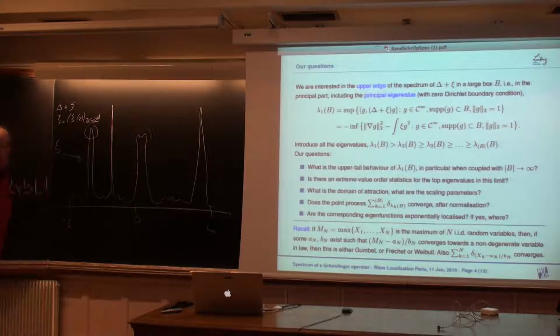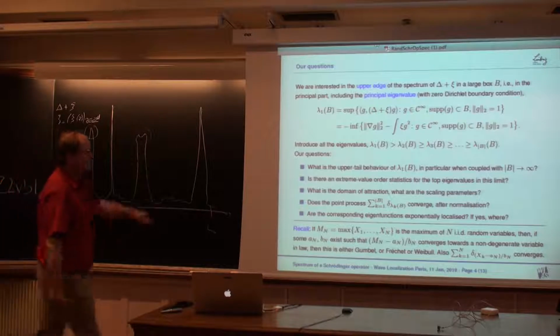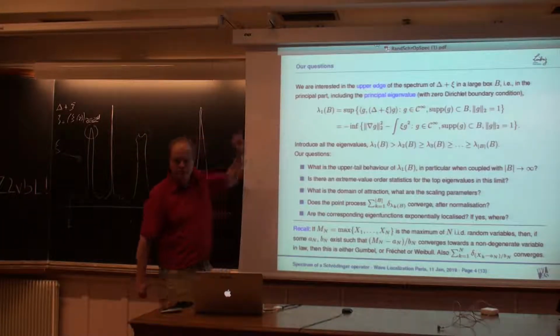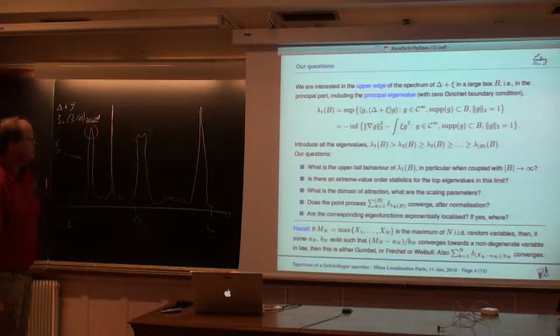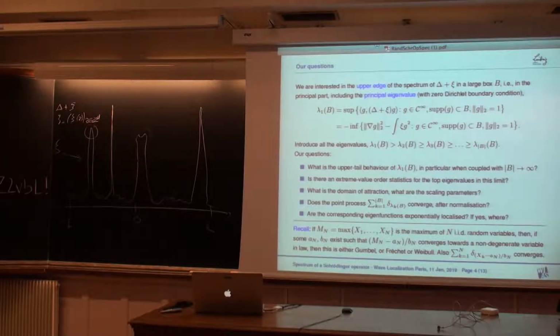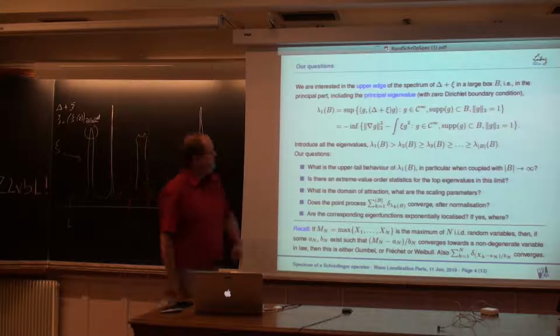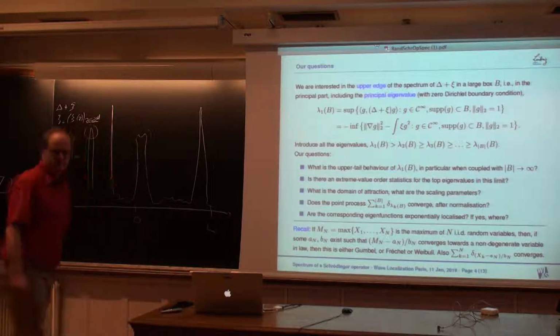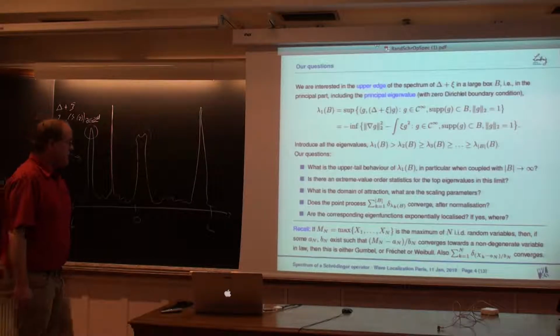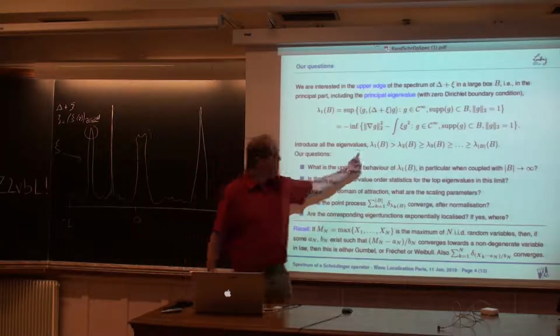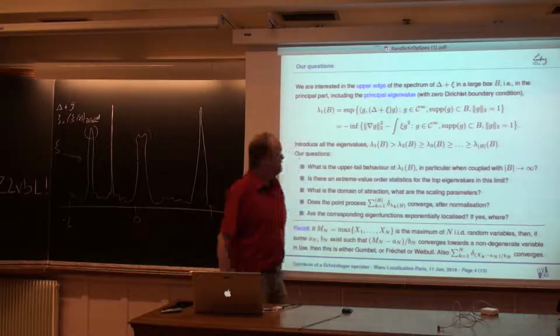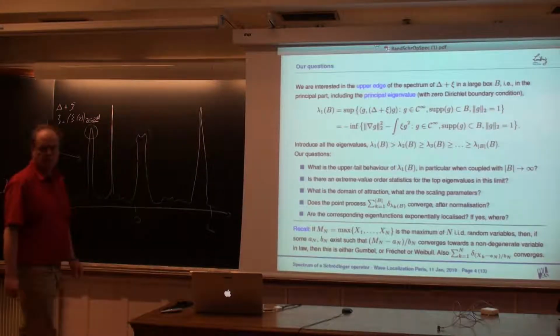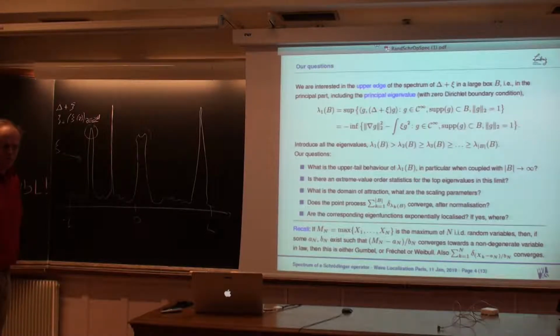Okay, we are interested in the upper edge of the spectrum in a large box B. And here I wrote down the principal eigenvalue, but this is not the only one which I'm looking at. This is the so-called Rayleigh-Ritz principle. I wrote it down in continuous terms, but you can also write it in terms of a sum, then it applies to the Z^d setting. Now we introduce all the eigenvalues. Lambda 1 is the largest, then lambda 2, lambda 3, and so on. And there I'm not absolutely sure anymore whether they can coincide or not, at least in continuous terms.